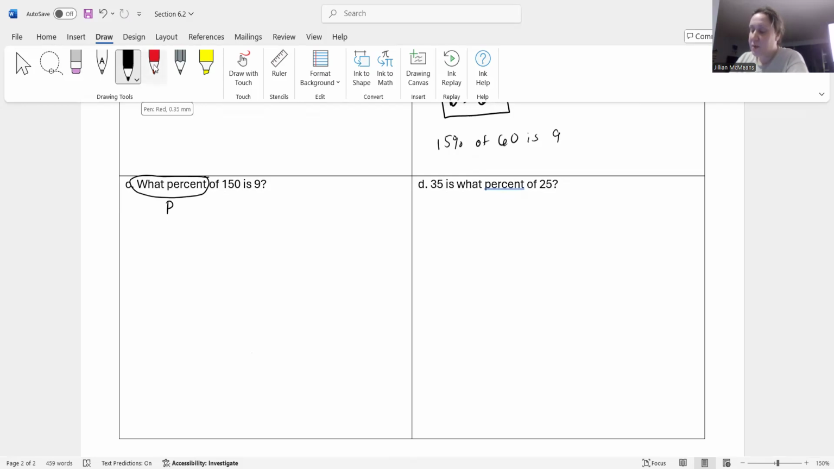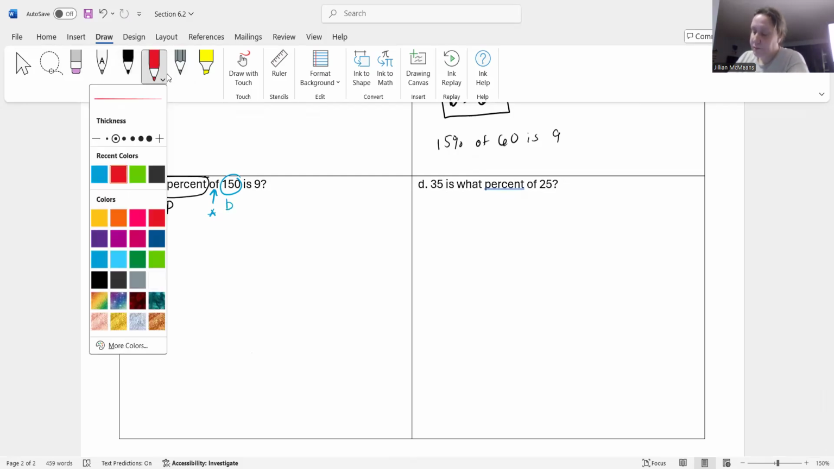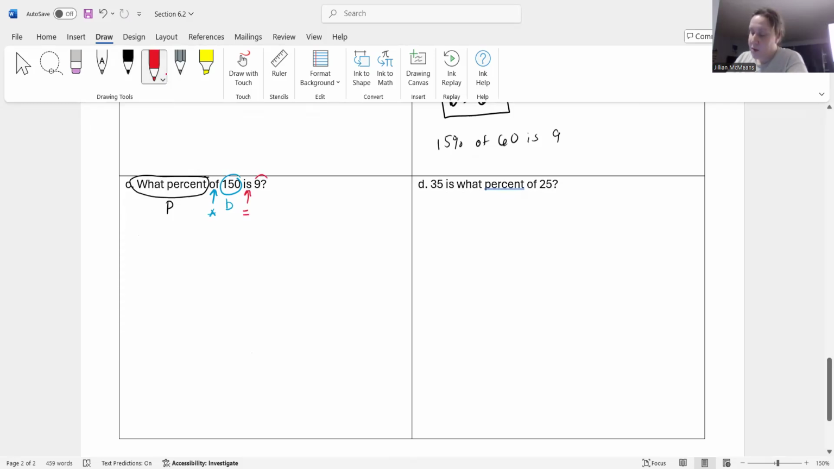But we always take the percent and we multiply it by the base. So we would say, well, what percent of 150? Remember, of means multiply. So that tells me that 150 is my base. And then we know that is can mean equals. So I'm going to get some result of 9. So 9 is my amount. So I'm applying my percent to my base. What percent of 150 is 9?